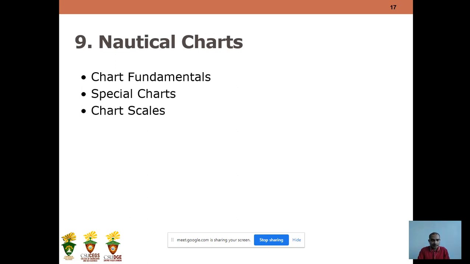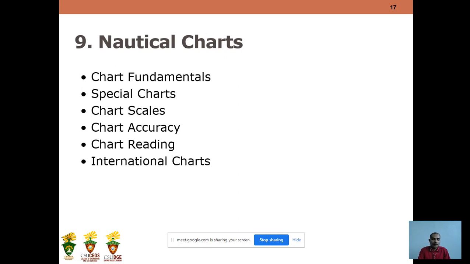So the next subtopic is the scales. We're going to discuss the scales of nautical charts, then the accuracy of the charts, and how to read the nautical charts. Then we have also international charts. We will discuss how it works, how they are made, and which agency is concerned with making these charts, and so on.